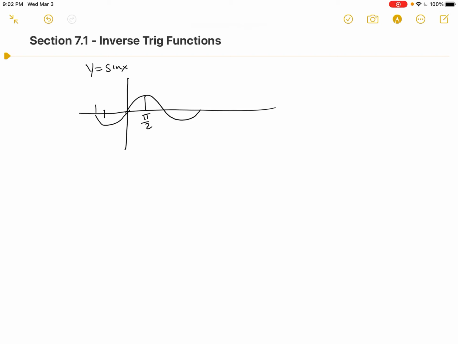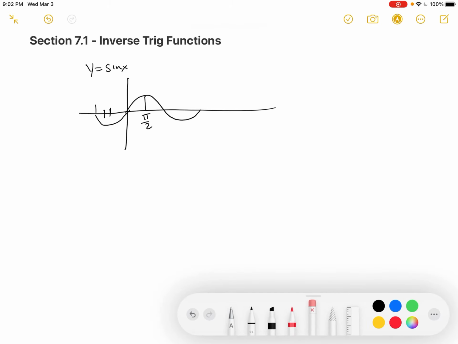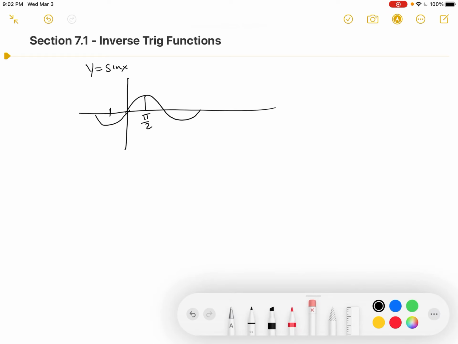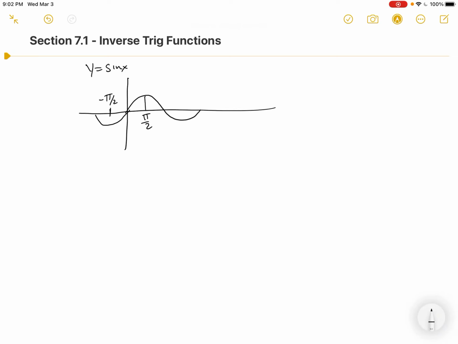Where we cut it is, I apologize, let me write that again. From negative pi over 2 to pi over 2. Because that's what spans from negative 1 to 1 and just does it one time. So sine's cut in that way.